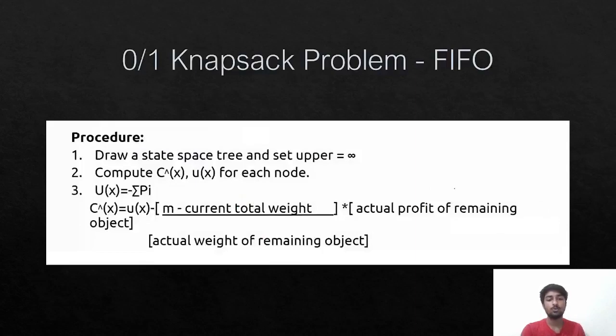Next, we'll look at the 0/1 knapsack problem using FIFO, that is the first in first out approach. In this approach, we first draw a state space tree and set the upper bound as infinity. Thereafter, we compute the Cx and Ux for each node, where the value of Ux is the summation of all the values of P and the value of Cx is Ux subtracted by m minus current total weight divided by actual weight of the remaining object multiplied by the actual profit of the remaining.